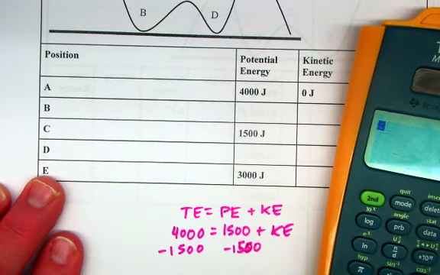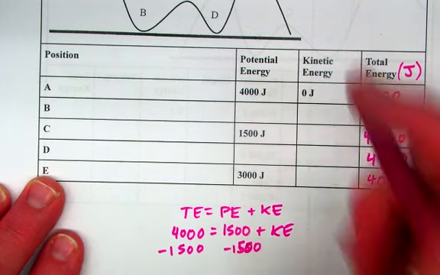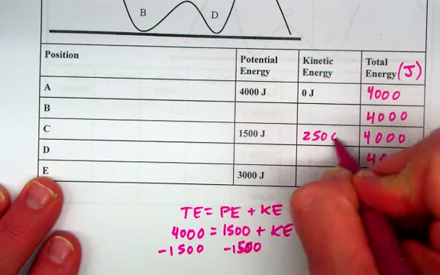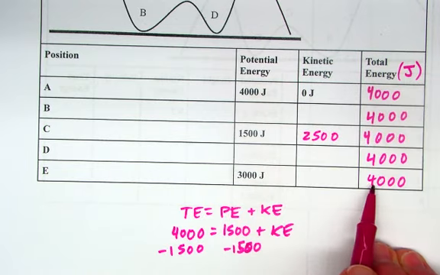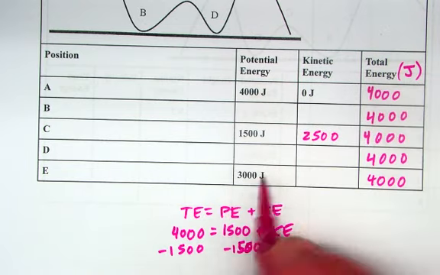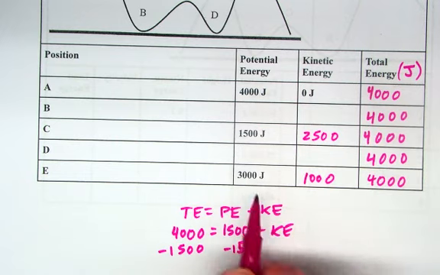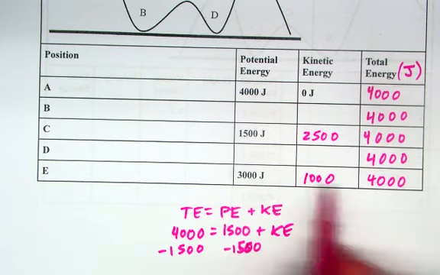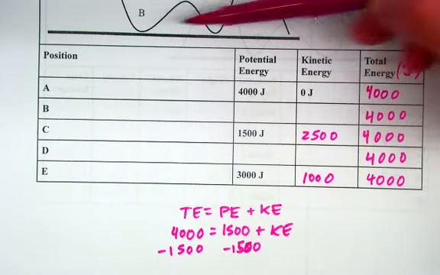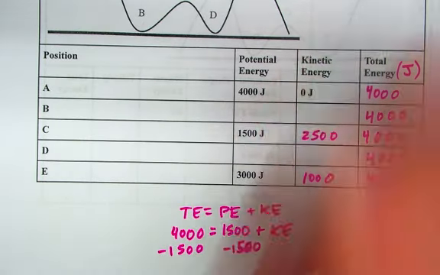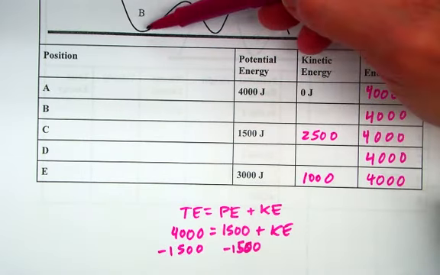So if I do that with my calculator, 4,000 minus 1,500, I end up with 2,500 joules of energy being kinetic. If I use that same reasoning, I just have to take 4,000 minus 3,000, and I get 1,000, because these two together have to add up to be my total. So that leaves me with two places, B and D, where I don't have any information. So I have to go to my drawing and think about it.